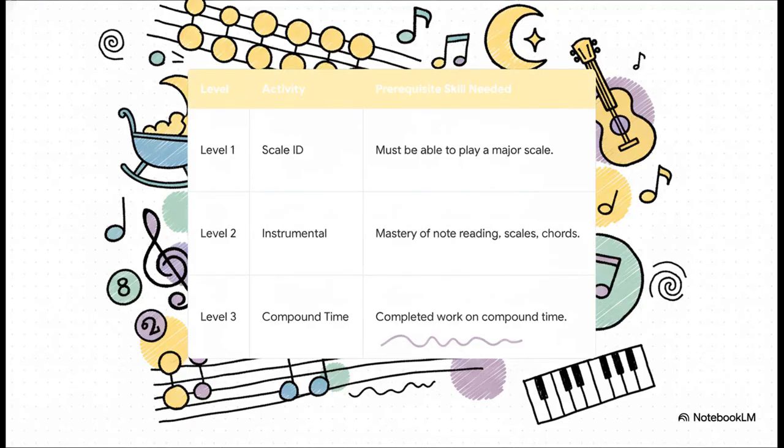But here's the thing that might surprise you. This isn't for total beginners. To even start at level 1, just identifying the scale, a student already needs to know how to play a major scale. To get to level 2, they need to be good at reading music and playing chords. And to hit that final level, they have to have already done work on some pretty complex rhythms. This simple lullaby actually demands a whole lot of skill.